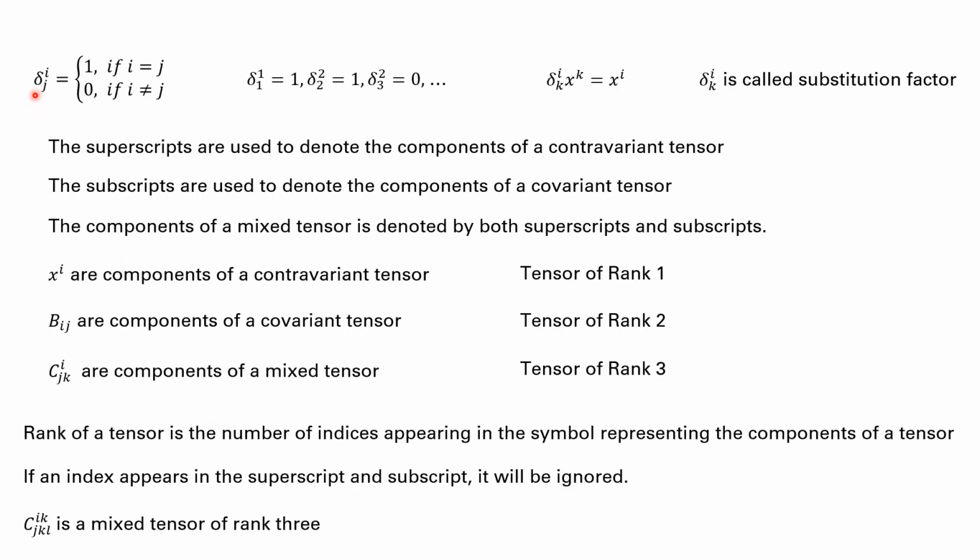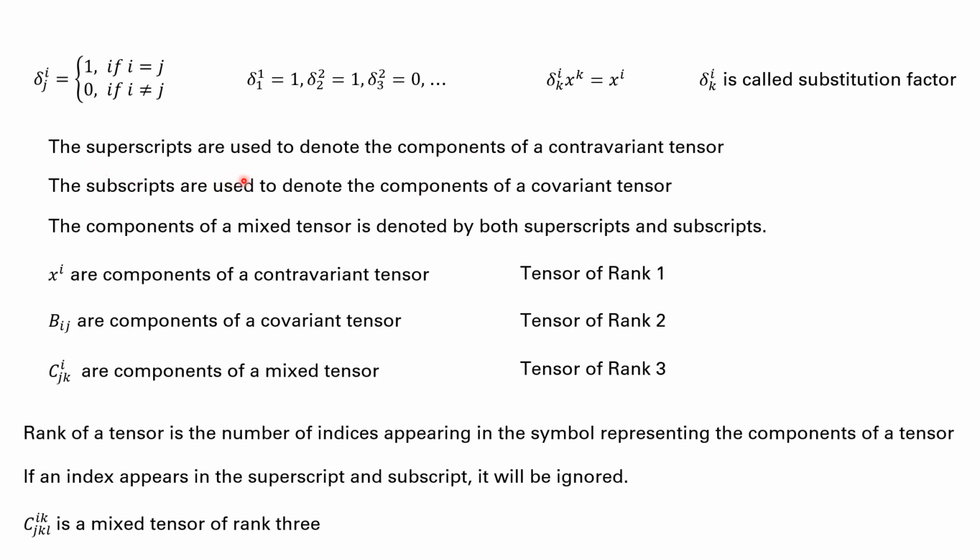The Kronecker delta, as shown here, delta ij takes the value of 1 if i is equal to j, otherwise it is 0. So some of the examples are shown here. Delta subscript 1 superscript 1 is equal to 1, delta 2 is 1, delta 3 is 0, and so on and so forth. So delta superscript i subscript k times x superscript k is equal to x superscript i, because all the other terms will vanish, and hence sometimes delta i k is called the substitution factor. Now let us see some other definitions.